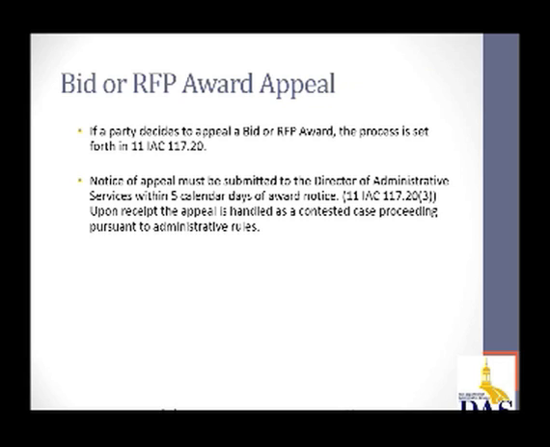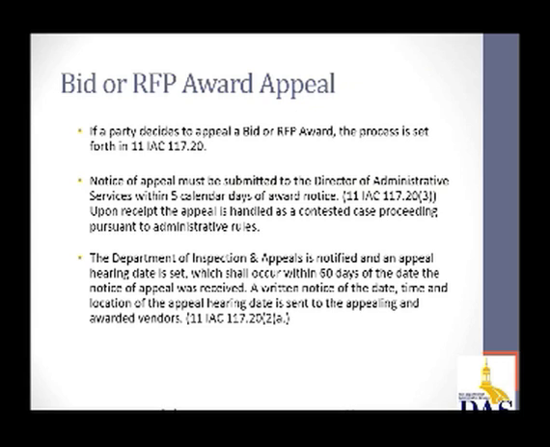A notice of appeal has to be submitted to the Director of Administrative Services within 5 calendar days of the award notice. If it's not submitted within that time frame, it's rejected. Upon receipt, the appeal is handled as a contested case proceeding pursuant to administrative rules. The Department of Inspection and Appeals is notified at that time, and an appeal hearing date is set. That date shall occur within 60 days of the date the notice of appeal was received. So as you can see, there's no delay from the time it's received in our enterprise to the time it goes over to DIA.